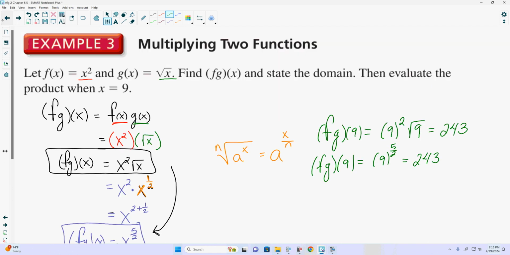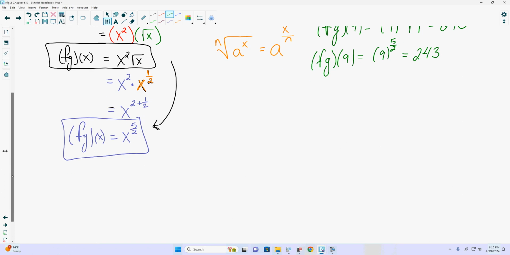Now I will say if it gives you fractional exponents to begin with, if you're really starting here, go on and add them together. If one of them is a radical and the other is not, with multiplication, you can stop right there.